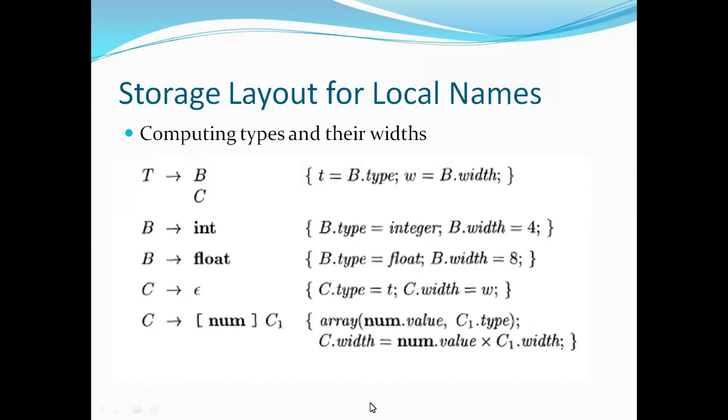From the grammar, C tends to num C1, where num is an array. That is num.val, the value from the lexical analyzer assigned to num, and that is assigned to C1.array. Here we are multiplying num with C1, and whatever resultant we get is associated to C, that is C.width.